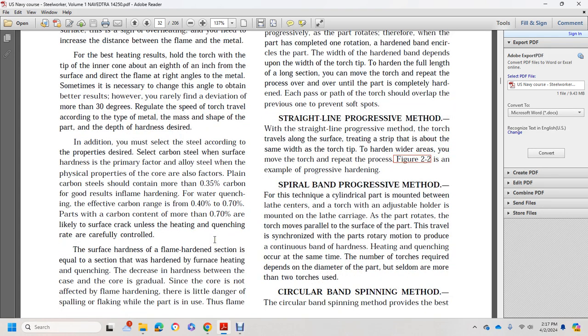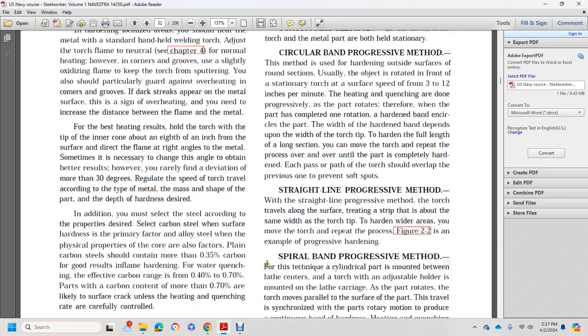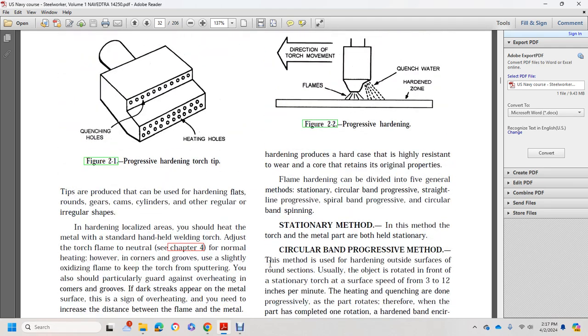Surface hardening and flame hardening are equal to sections hardened in a furnace. Heating and quenching decrease the hardness between the case and the core gradually. Since the core is not affected by flame hardening, there is little danger of spalling and flaking while the part is in use. Flame hardening produces a hard case highly resistant to wear, with the core retaining its original properties.